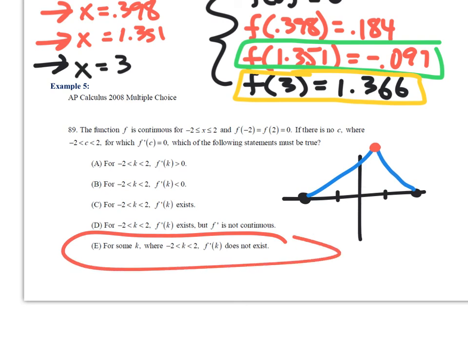That is 4.1, day number 1, on whatever the heck we just did. What did we do? Local mins, local max, extreme value theorem, and all of that good stuff.